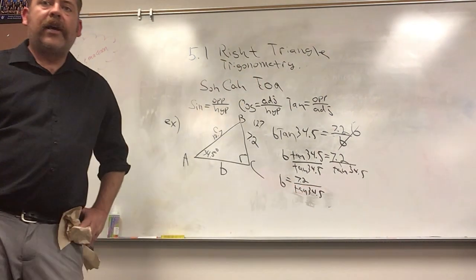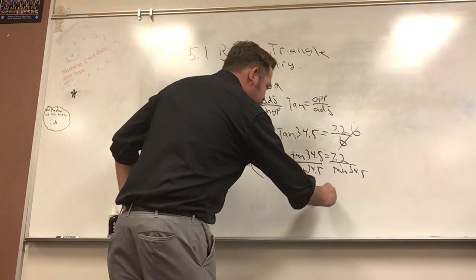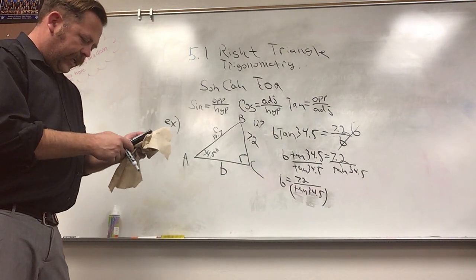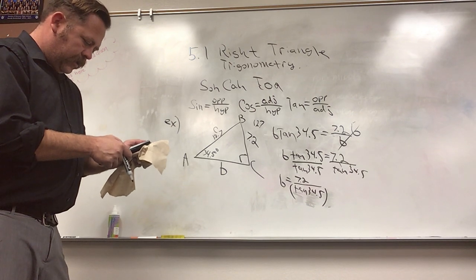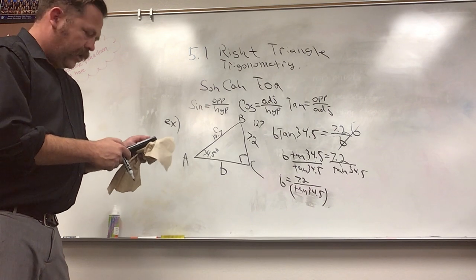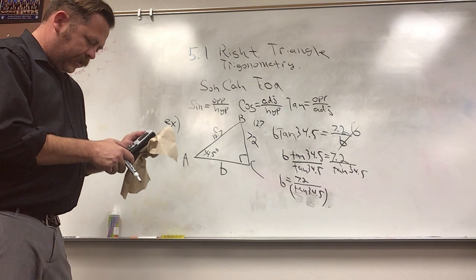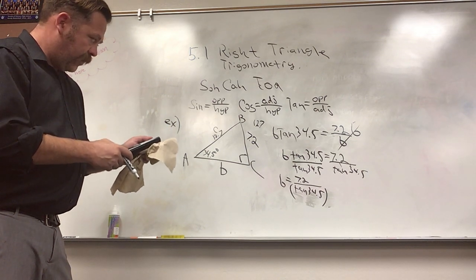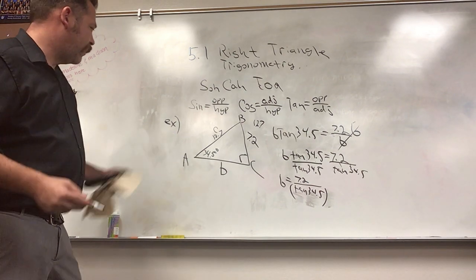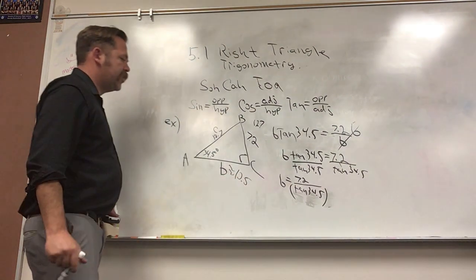And we're going to want to punch that into our calculators just to find out what B is. Make sure you put this entire denominator in parentheses, okay? So 7.2 divided by tangent of 34.5 equals 10.5. So B is approximately 10.5. And again, decimal is just fine.